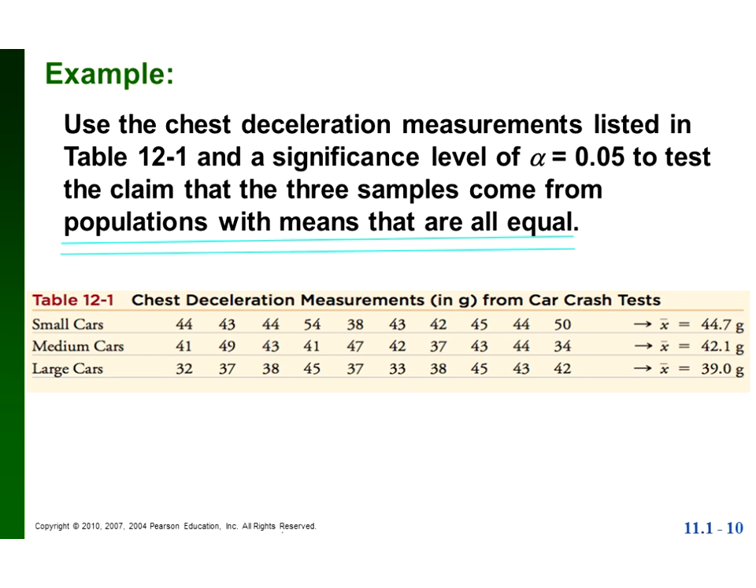So you are going to put this into L1, L2, and L3. So you have small cars, medium cars, and large cars. So our factor here, what makes this different, is the size of the car. These are measurements. This is the chest deceleration measurements from car crash tests.